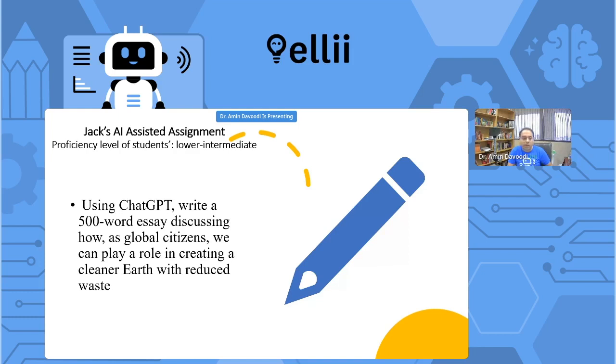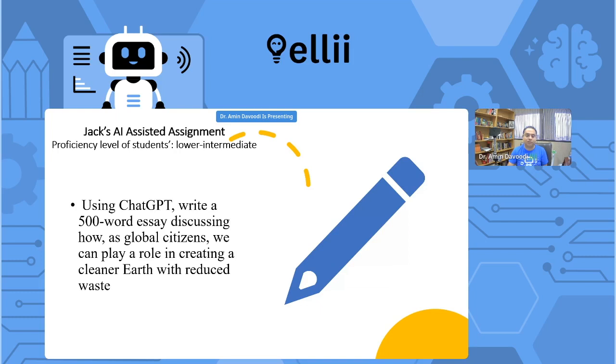Most of you are right. The problem with this assignment is that although it is including ChatGPT as a good resource, it is not providing enough information on how students can use it. To be honest, if I was in Jack's class, I would probably do the same thing that his students did. I would ask ChatGPT to write a 500-word essay discussing how, as global citizens, we can play. Exactly, copy paste the assignment. Yes, Jenny said it's not specific enough.